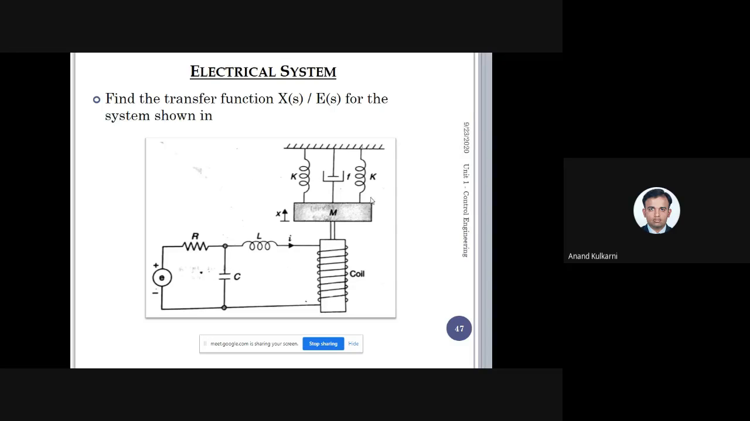For the spring, it is 2k, because there are two springs in parallel, so their stiffness gets added up. So 2k into x, and for this damper, b into dx by dt. So this I also, which is equal to K2 into I, that also I will take on the left side. So minus K2 into I it will become.